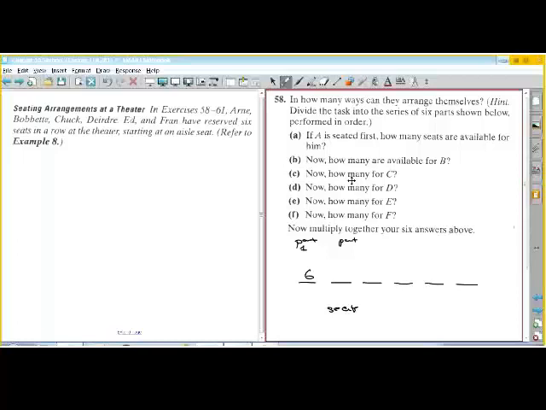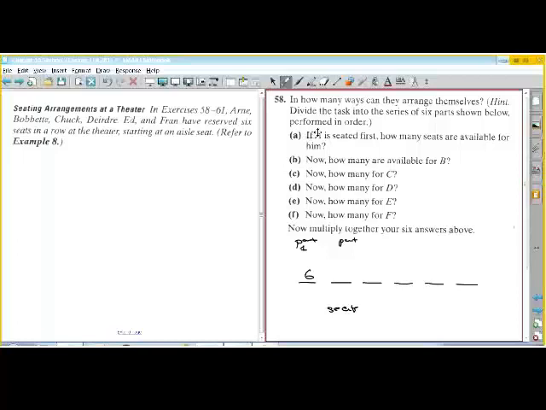You can think of it as I've got the first seat. There are 6 people who can sit in that first seat. Or you can think of it as I've got 6 people. Which one of the 6 seats am I going to stick them in? So there's 6 options. So there's 2 ways to think about it. They give you the same answer either way. So let's answer their questions, and then I'll do it my way.